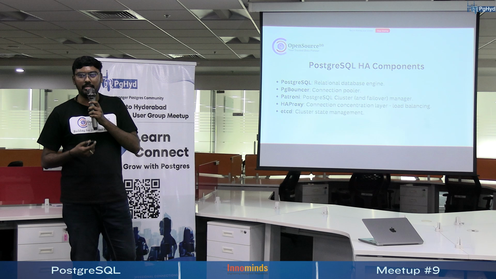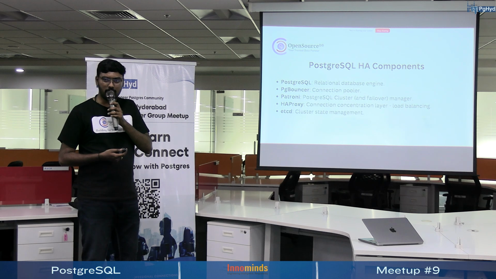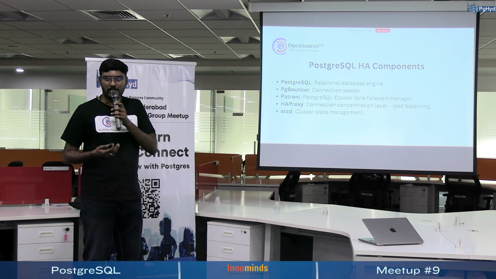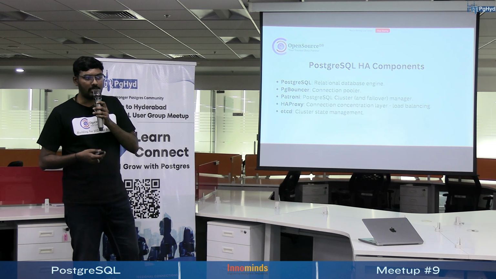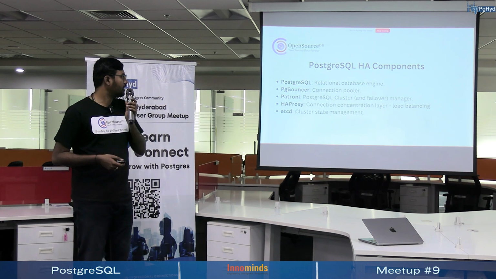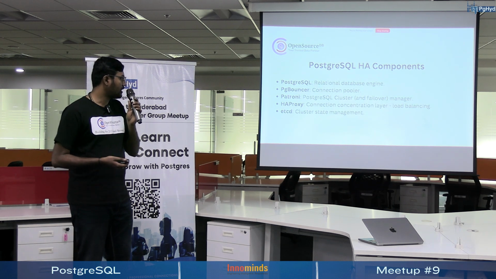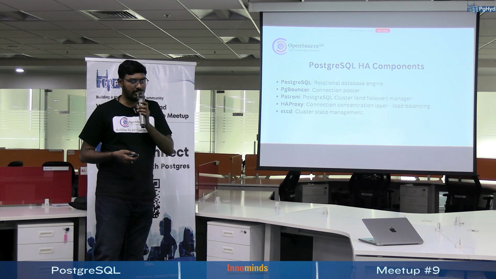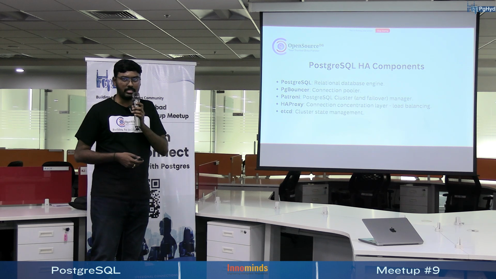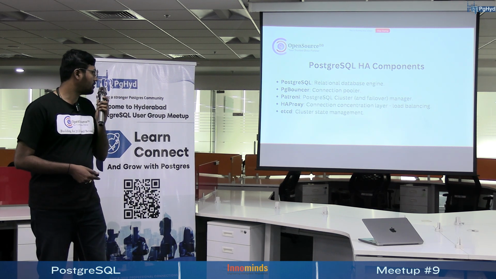Whenever a new client comes to the database, a new connection needs to be created. Creating these connections every time will reduce the performance of the database. So what connection pooling does is reuse the old connections. And Patroni does the cluster management, and if any failover happens, it takes care of the switchover. My colleague will do the rest of the talk.